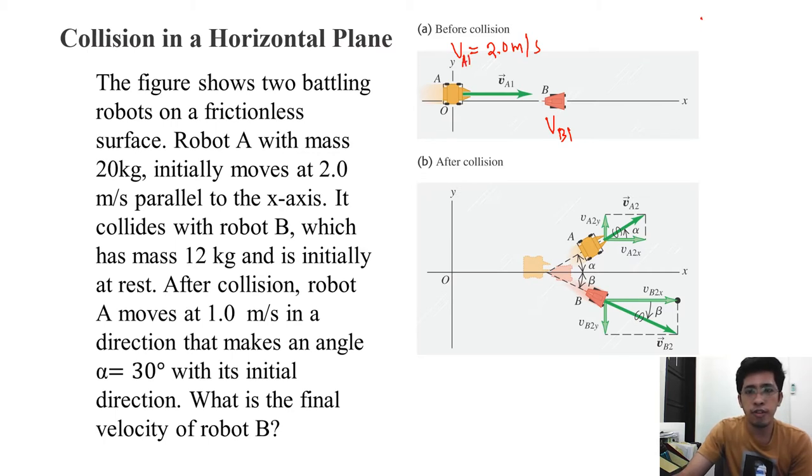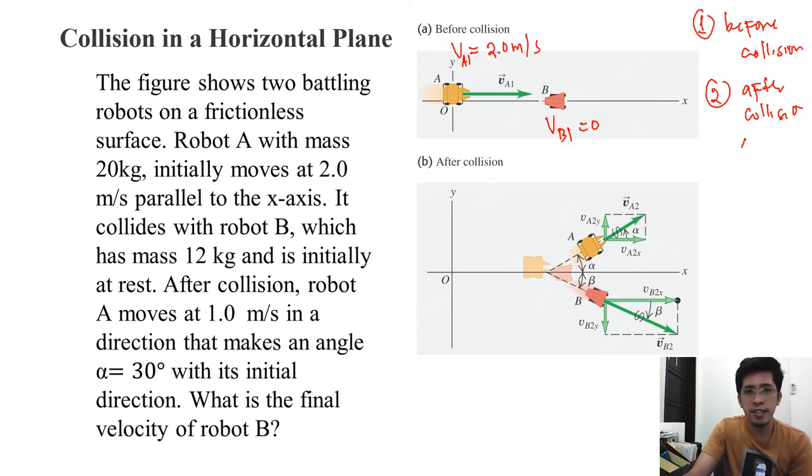When we refer to 1, we mean before collision. And when we talk about 2, event two, that is after collision. Of course, you can still use a different symbol. For example, you can use the prime for after collision, or you can just use 2. It depends on you. So you have VA1 equal to 2 meters per second, the velocity of robot A before collision, and the velocity of robot B, VB1, which is equal to 0 because robot B is initially at rest.